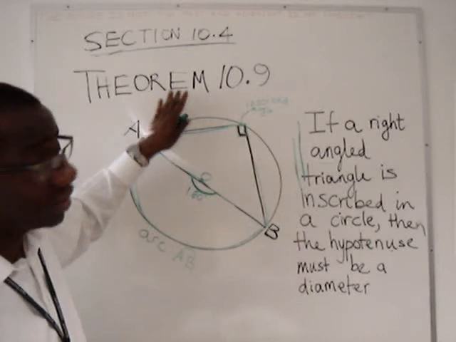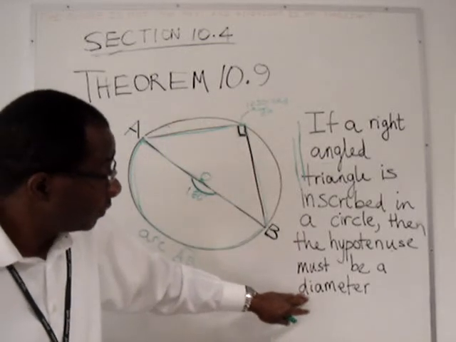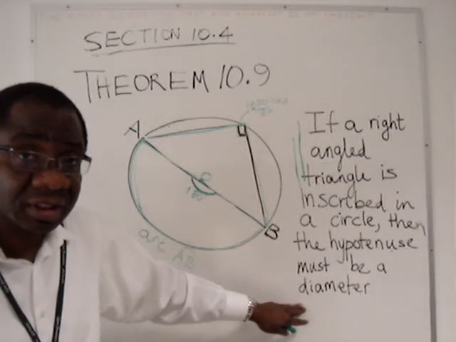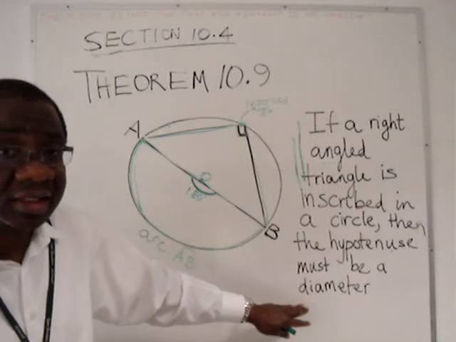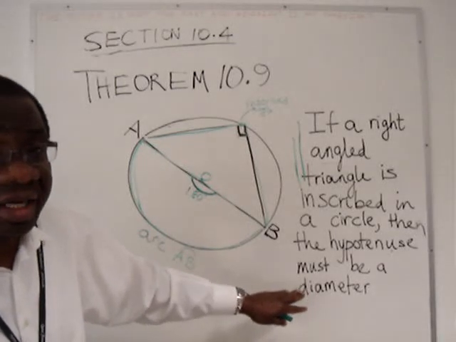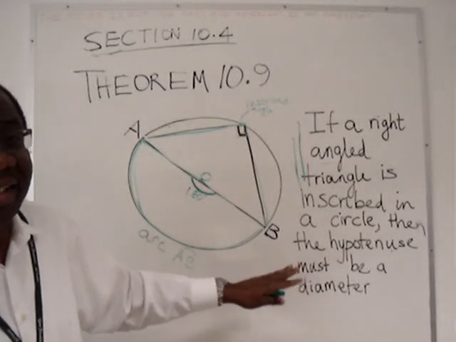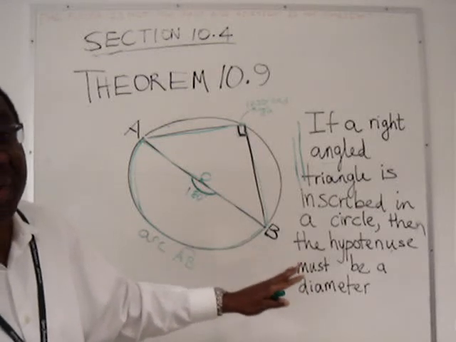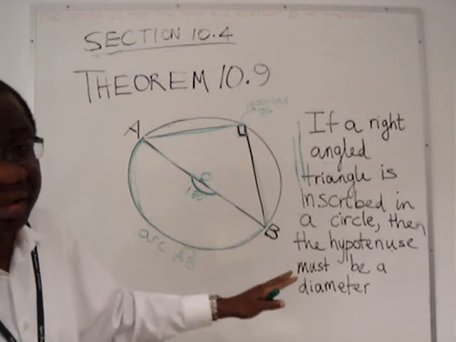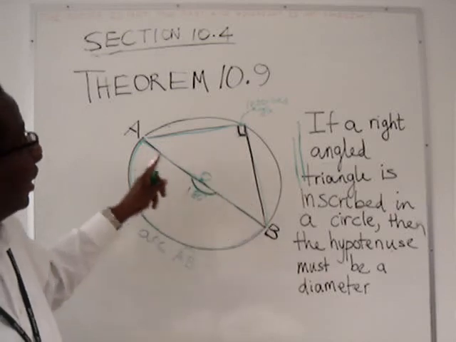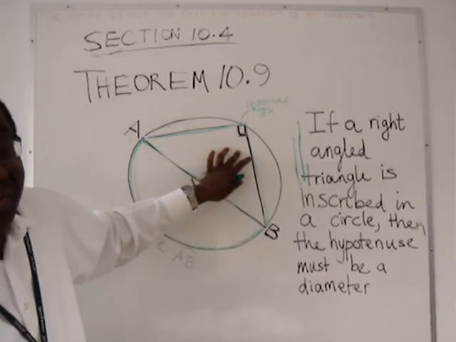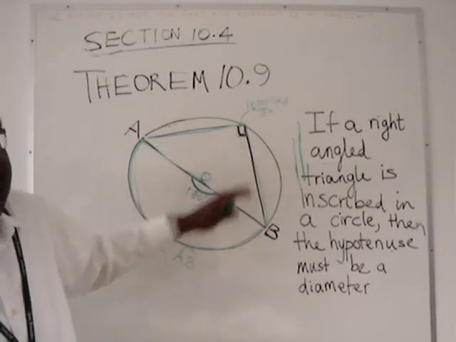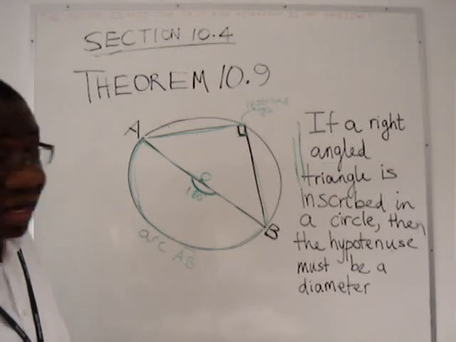So it's the same theorem 10.9. If the diameter of a circle is one of the sides of an inscribed triangle, then that inscribed triangle must be a right-angled triangle, and the right angle must be opposite that diameter. Okay, I hope you got that.